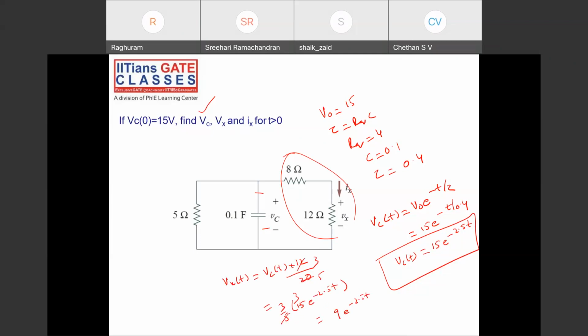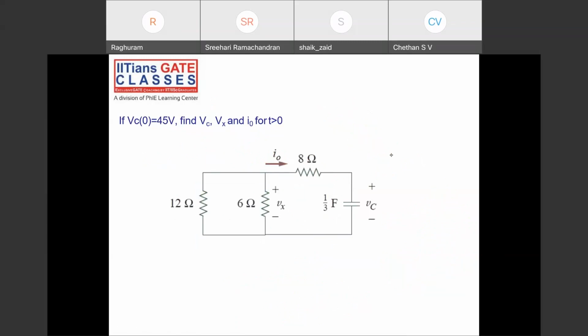Okay. Now how to find Ix of t? Ix of t is Vx of t divided by the resistor 12. So 9 by 12 e power minus 2.5t, or 3 by 4 e power minus 2.5t, is Ix. Okay, clear with this? Yes, sir. So try to solve this.